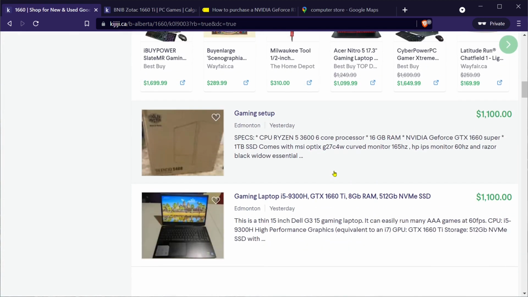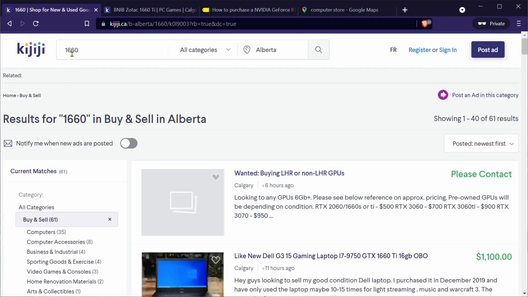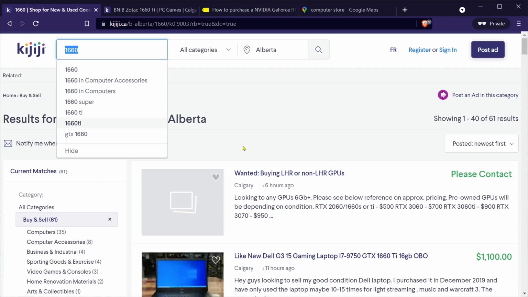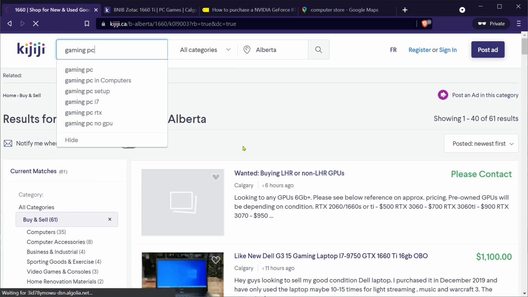What else do we got on here? Another thing to check for, here's what I like to do. You could type in gaming PC.